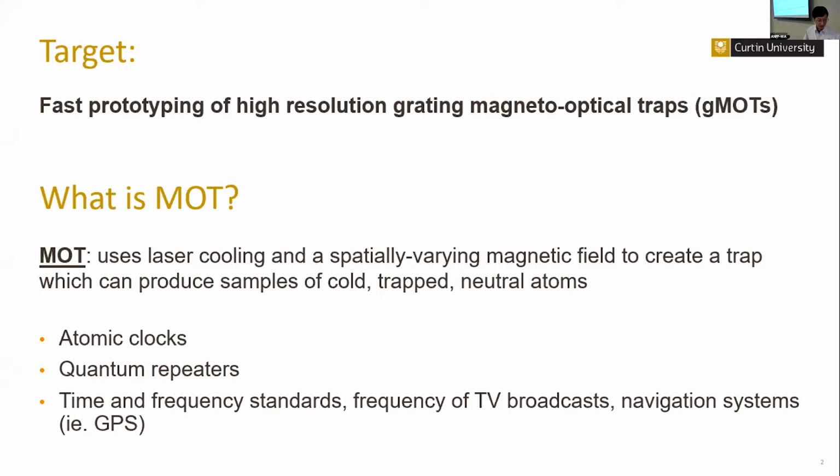First of all, I'd like to talk about what is MOT, or magneto-optical traps. So this is a kind of device which uses laser cooling and spatially varied magnetic fields to create a trap to provide samples of cold and trapped neutral atoms. And this is a really key component for atomic clocks, quantum repeaters, and is widely used for providing time and frequency standards and the frequency of TV broadcasting and navigation systems such as GPS.